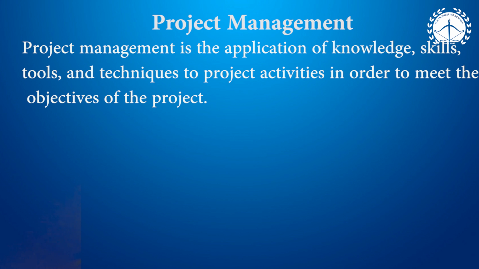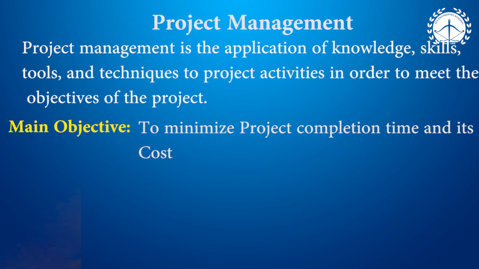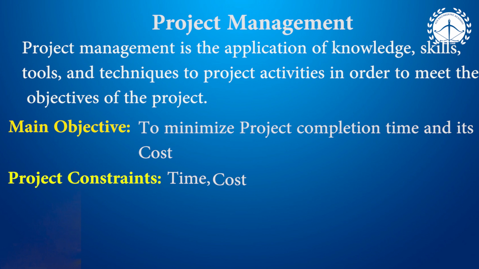What is the main objective of project management? To complete the project in minimum time by means of minimum amount of resources. That means we have to minimize the cost as well as minimize the time. What are the major constraints under a project? There are three constraints. Number one, time. Number two, cost. And third one, quality. We can reduce time and cost, but however, we should not compromise on quality.